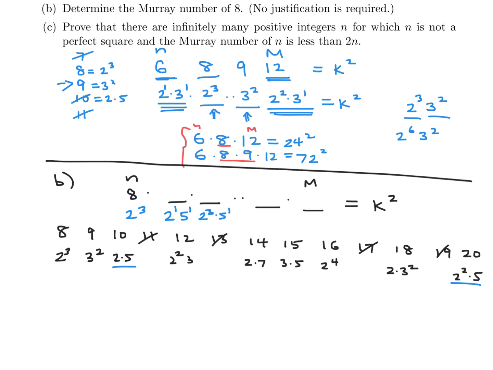So this would be basically 2 to the power of 3 times 2 to the power of 1 times 5 to the power of 1, and then times 2 to the power of 2 times 5 to the power of 1. And this would be 1, 4, 3, 4, 5, 6. So 2 to the power of 6, 5 to the power of 2. Yeah, that is a perfect square, because it's 2 to the power of 3 times 5 all squared. And this is my n, this is my m, and therefore that is 20.